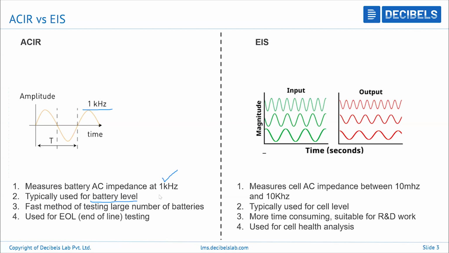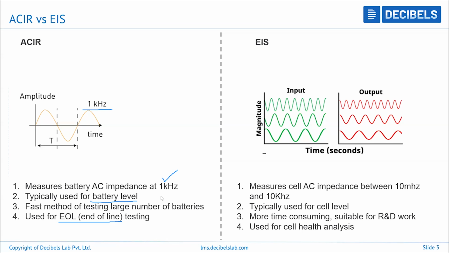Usually it is used for a battery level, basically during end of line testing when the battery packs are being assembled and sorted out. So we go for grading, capacity grading and internal resistance grading. When we go for grading, the internal resistance is always measured using this method, ACIR.